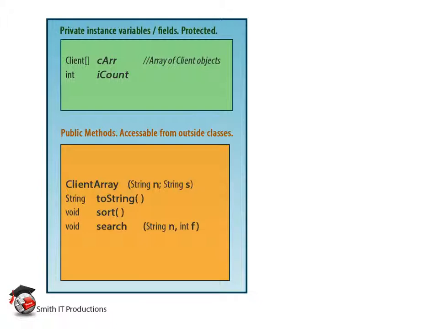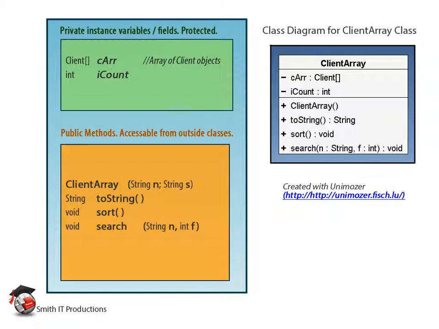Graphical representation of the ClientArray class. In the green block we can see the two fields, instance variables, your array, and then the iCount, which will keep track of how far the array is filled. In the orange block we see the methods: the constructor, the toString method, which will call the toString method for the client class and add new lines to each and every call, the sort method and the search method. On the right hand side you can see the class diagram, again displayed in question papers, and the program UMLet was used to create that.